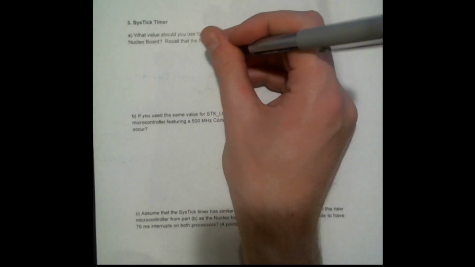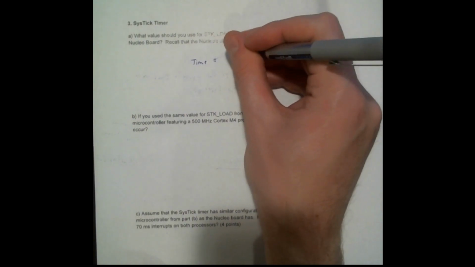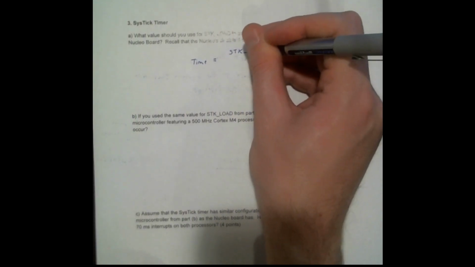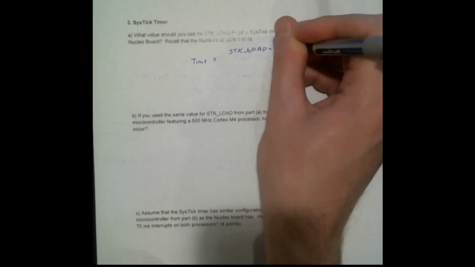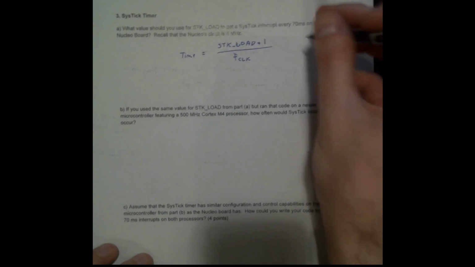So the idea here is to use the equation: time for the SysTick timer is equal to STK load plus 1 over the frequency of the clock. And that frequency of the clock in this case, because it's SysTick, that doesn't change. It's always that set value of 4 megahertz. So we'll plug in our values here.